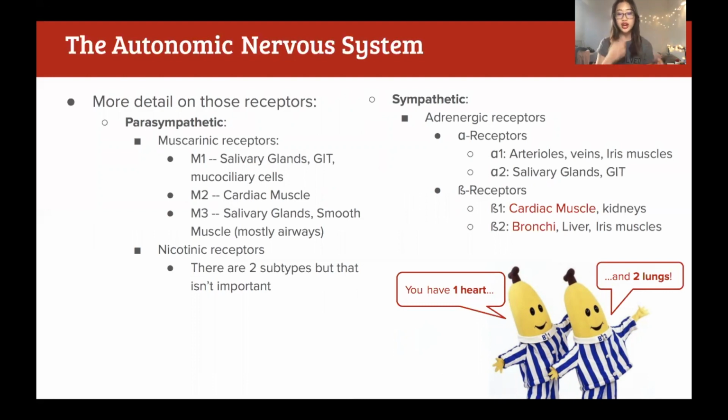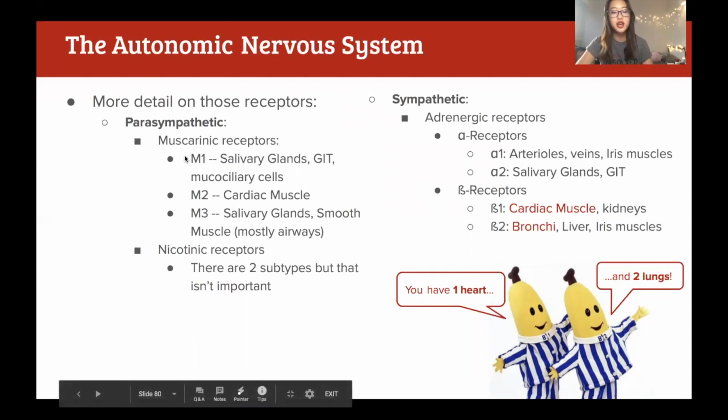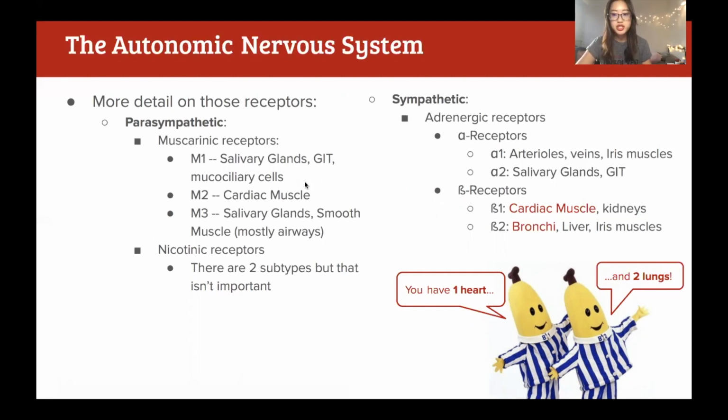That's why when you have asthma, the drugs that you would use to treat asthma would be targeting M1 and M3, because both of them take care of things that are inside your trachea, inside your airways. And nicotinic receptors, well, there are two subtypes, but honestly, you guys don't need to know that. So just know M1, M2, M3.